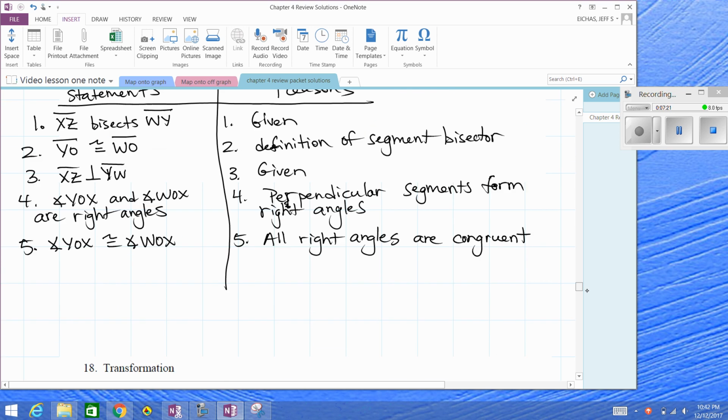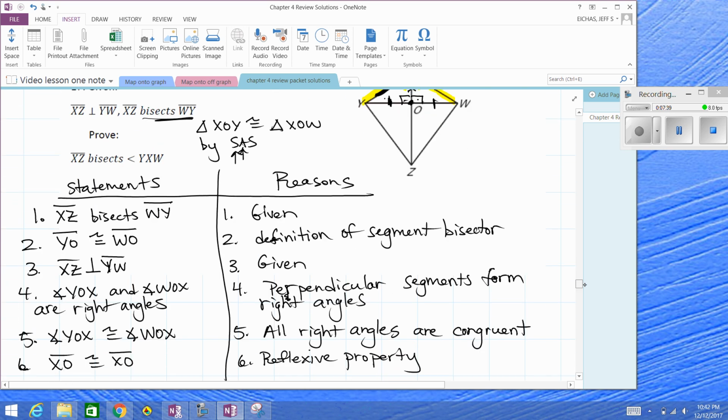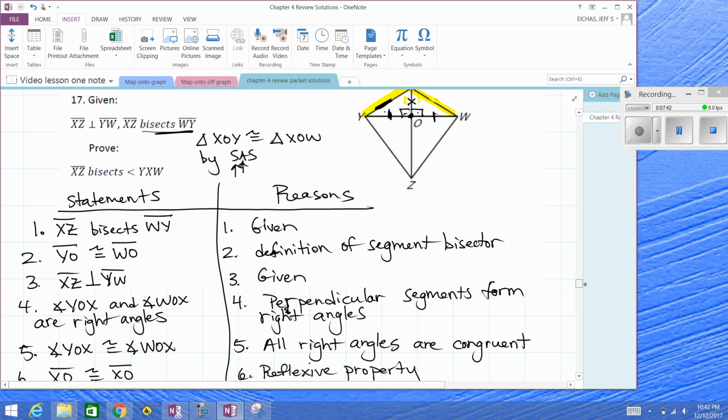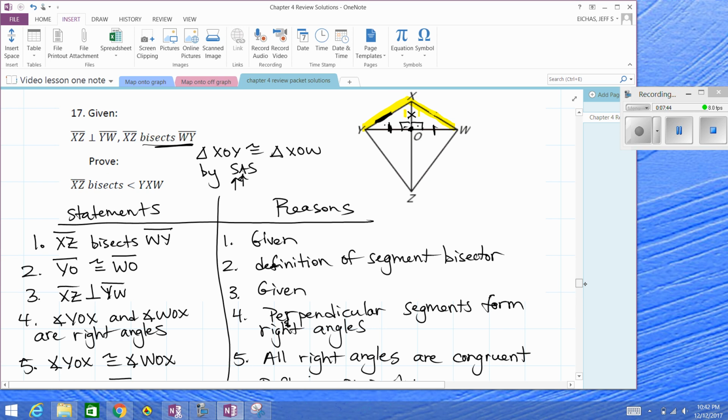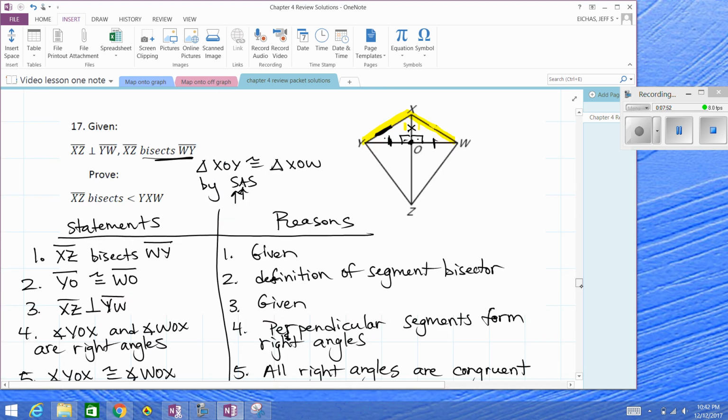Now I want the pair of sides. I'm going to say XO is congruent to XO. That's our reflexive property. Okay, that side is shared by both triangles. All right, now we're going to say the triangles are congruent. It's a lot. We proved XOY is congruent to XOW, and we said that was by what? Side angle side.